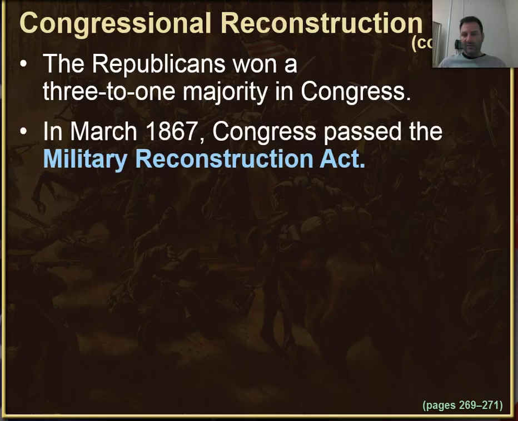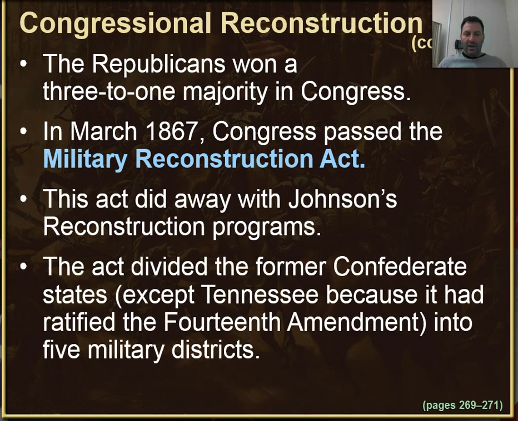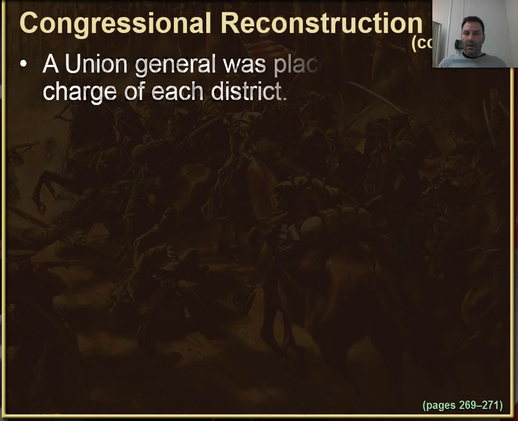So in March of 1867, Congress passed the Military Reconstruction Act. This act did away with Johnson's Reconstruction programs, and the act divided the former Confederate states, except Tennessee because it had ratified the 14th Amendment, into 5 military districts. A Union general was placed in charge of each district.